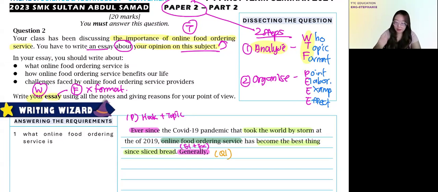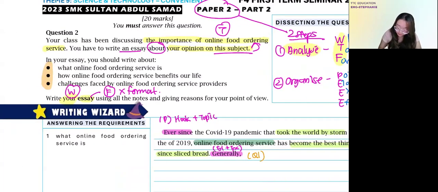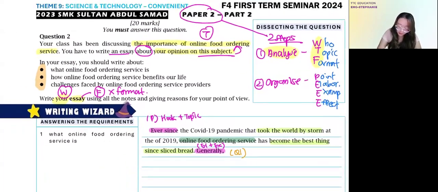Moving on to the next one. So after we are done with our analyze part, we will need to go to the organize portion. So organize, you will need to organize with the points. All right. See how you can organize the points that are in the question. So you should write about these three. So definitely these three are the points that we need to see how we can flow in our essay. So let's label them as Q1, Q2, Q3, and we need to look into it part by part.